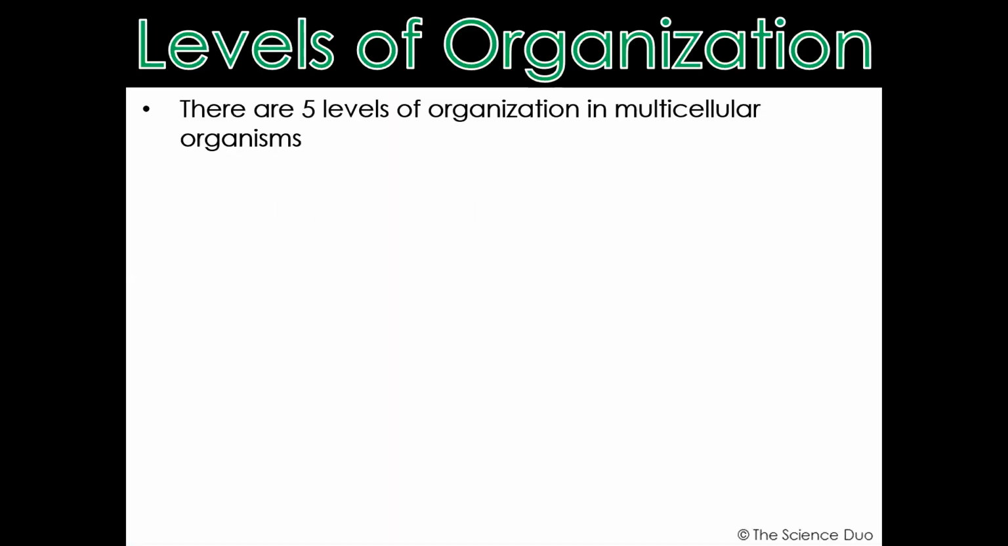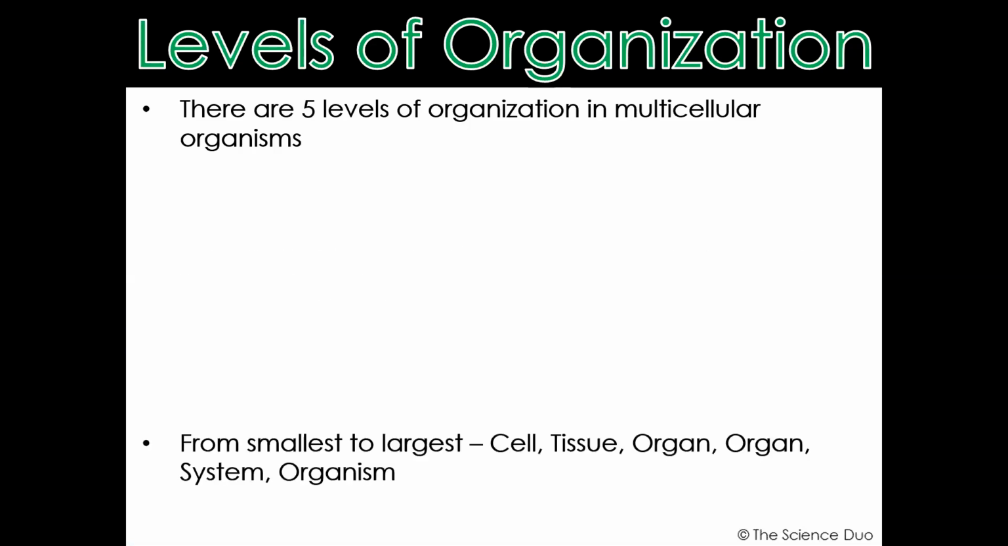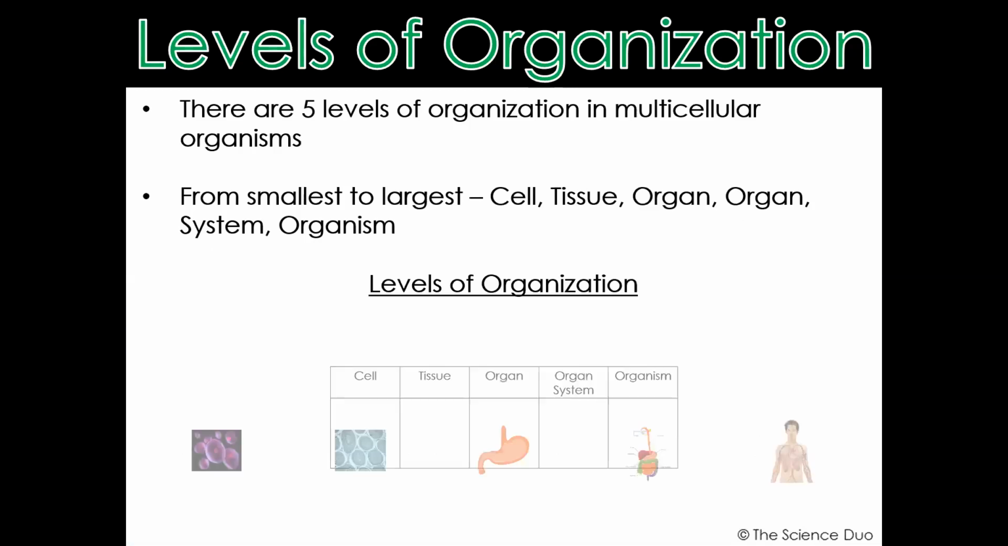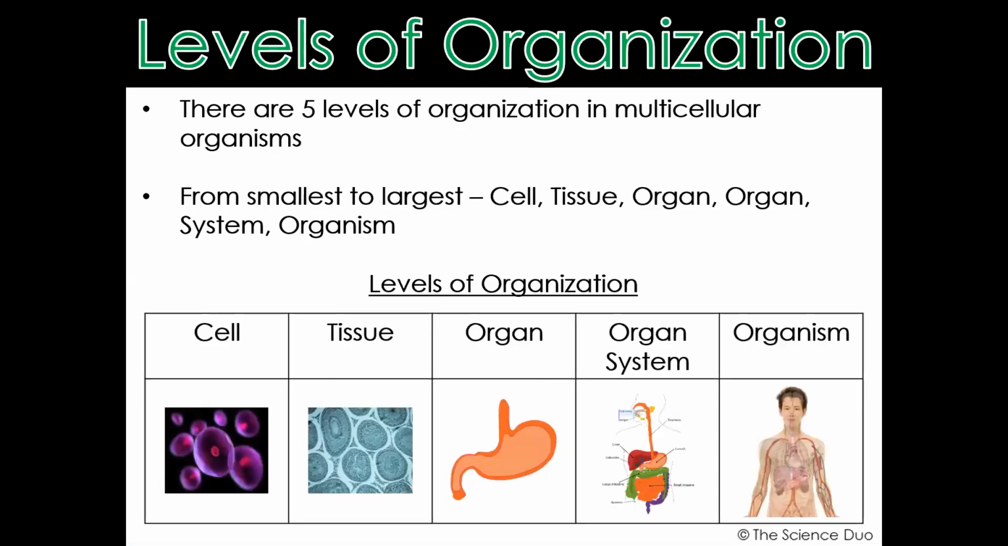So there are 5 levels of organization when we're talking about multicellular organisms. Smallest to the largest, we have cells. Cells then form into tissues. Tissues form into organs. Organs form into organ systems, and then those organ systems come together to form a whole organism. So just as an example, here are some pictures. Again, cell is the smallest. We move to tissue, to organ system, and then to the organism itself.